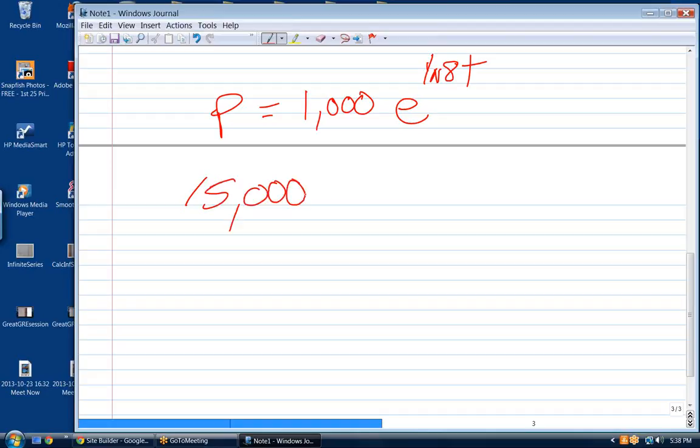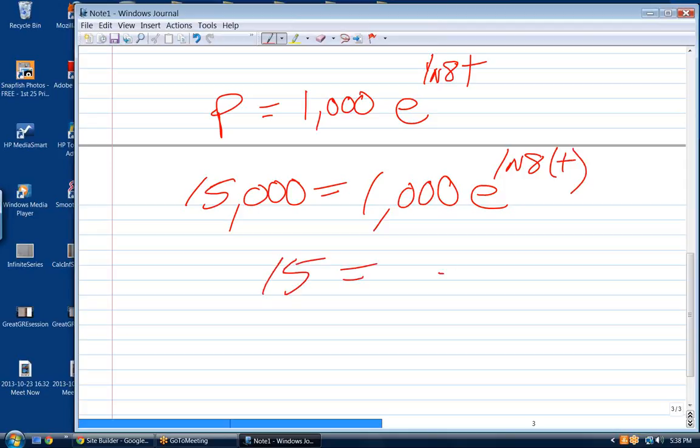15,000 equals 1,000 e to the ln(8t). And now we're solving for t. Divide by 1,000: 15 equals e to the ln(8t). Would you log again? Now make sure you don't write that like that, because now we don't know if we're taking the natural log of 8t or the natural log of 8 times t. So always put parentheses around that just to be clear.